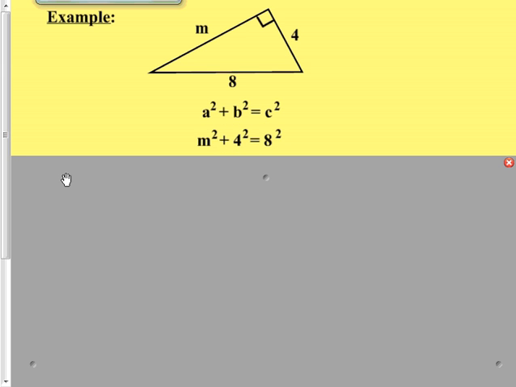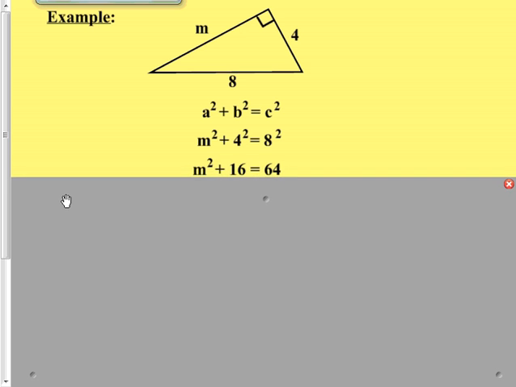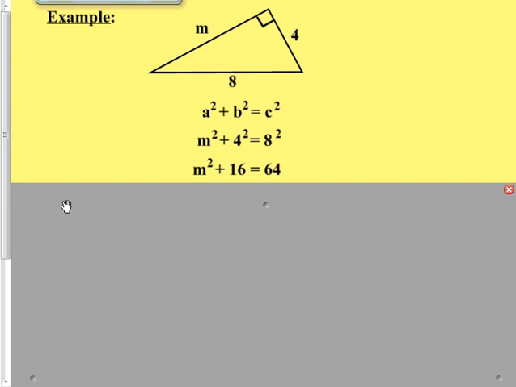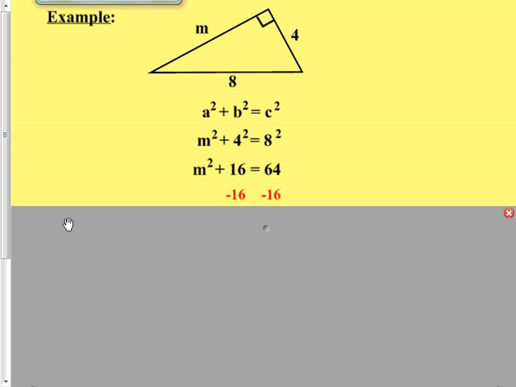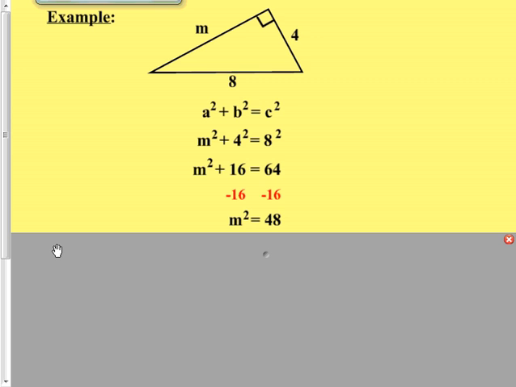Simplifying our values, we have 4 squared, which is 16, and we have 8 squared, which is 64. Getting the m squared isolated, that 16 does not need to be there, so we will subtract it to the other side. That leaves you with 64 minus 16. That would be 48.